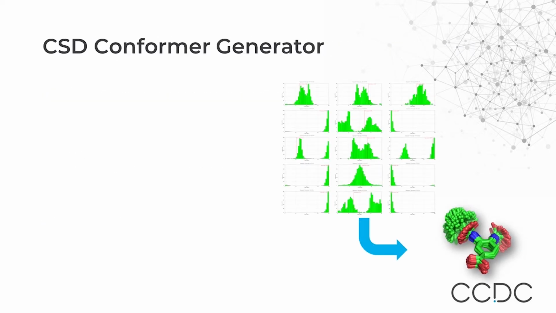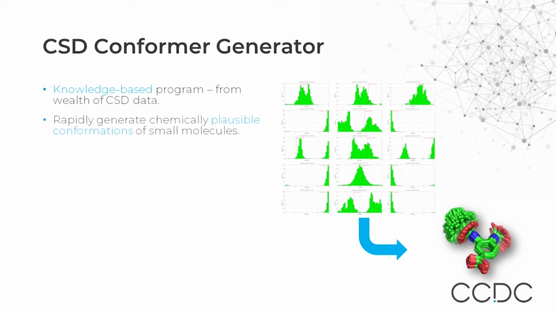Now, in the next few slides, I will provide brief introductions of these three tools. The first one is the CSD conformer generator. So CSD conformer generator is a knowledge-based program that uses the wealth of knowledge in the CSD to explore the conformational space of small molecules and generate plausible conformations of a small molecule.